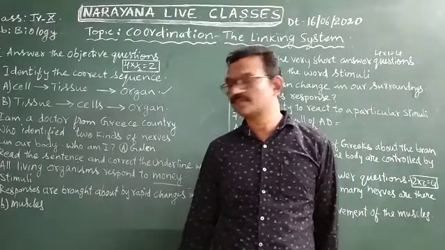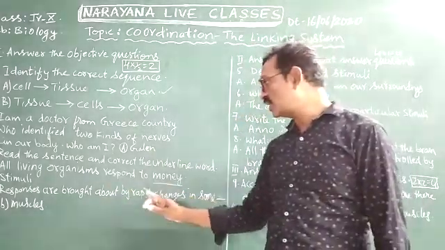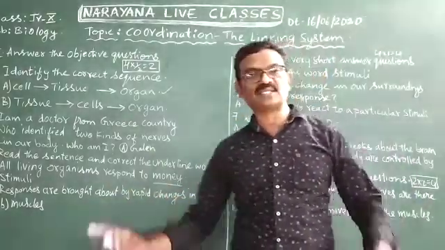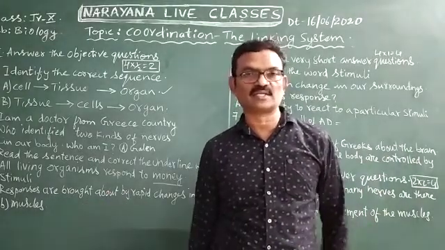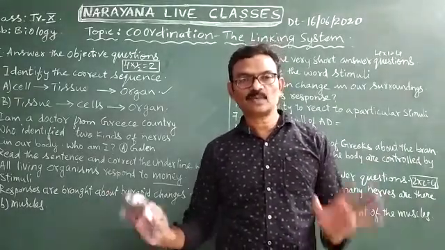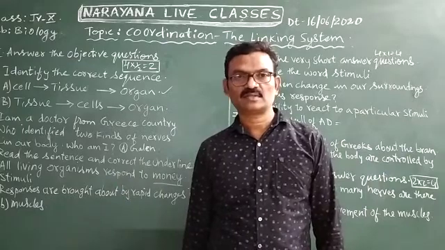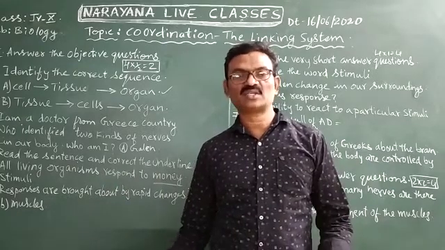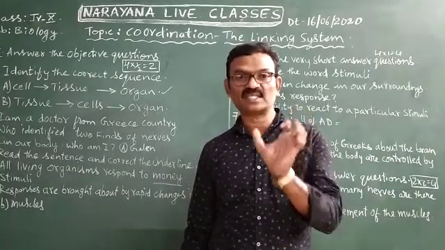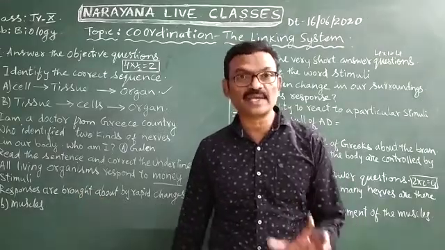Now the fourth objective. Responses are brought about by rapid changes in some dash. Choose the correct answer. Responses are brought about by rapid changes in the muscles. That means the correct answer is B.